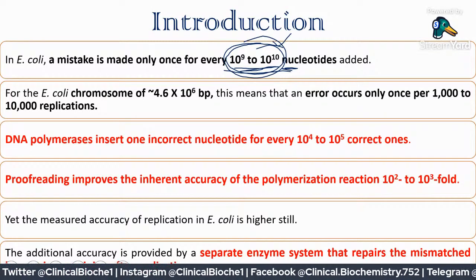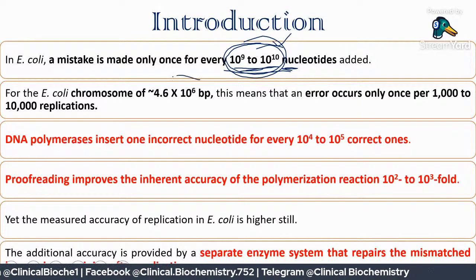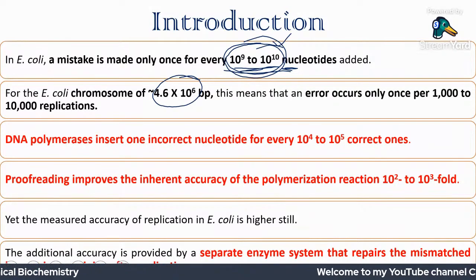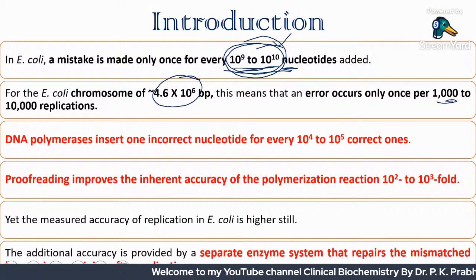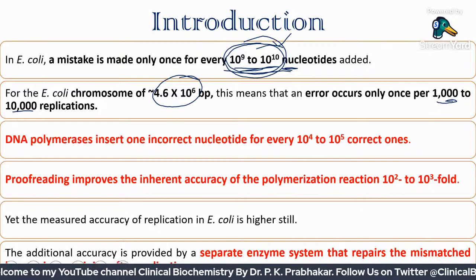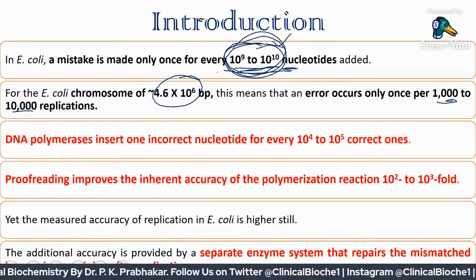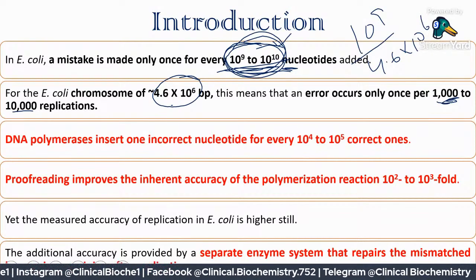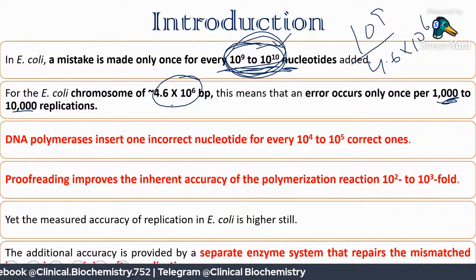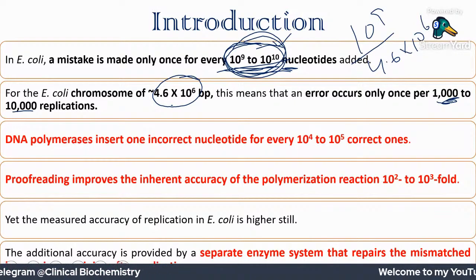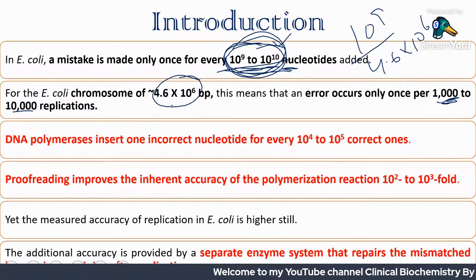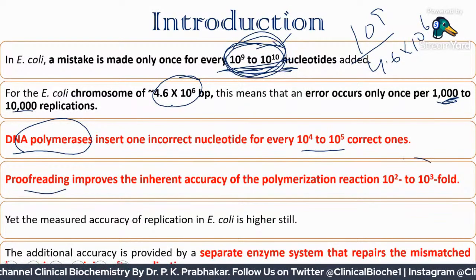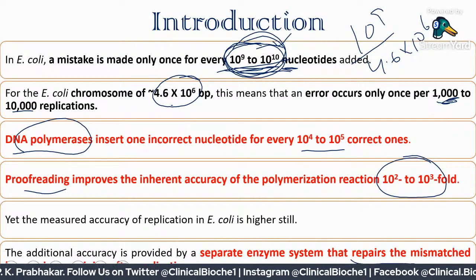E. coli's complete DNA has only this many base pairs, 4.6 multiplied by 10 to the power 6 base pairs. It means if one E. coli replicates itself 1,000 times or 10,000 times, one nucleotide error will occur. If you divide 10 to the power 9 by 4.6 multiplied by 10 to the power 6, you get about 1,000 or 10,000. It means if bacteria replicate 1,000 generations, then they add one wrong nucleotide. They maintain that much accuracy through three stages: first DNA polymerase, then proofreading at 10 to the power 3, and the last one is the repair mechanism.